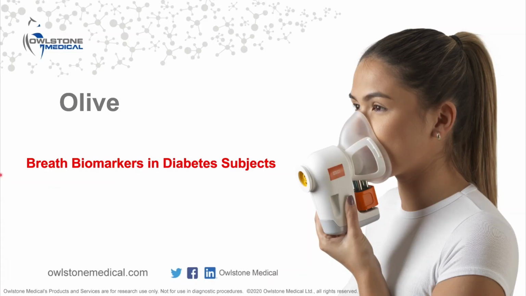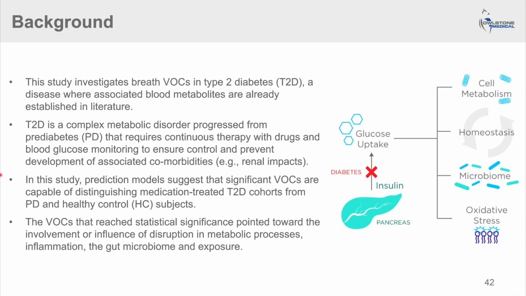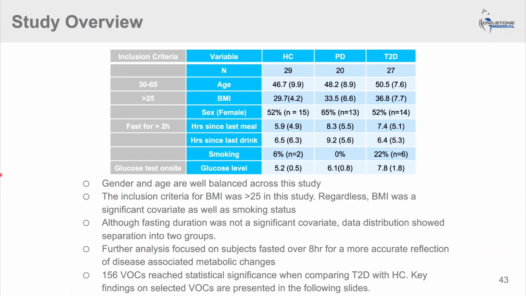So now I'm going to show some results of the OLIVE study, an internal study that we conducted at Owlstone Medical, looking at breath biomarkers in subjects with diabetes. So there were previous evidences that diabetes can change the breath profile of subjects. And in particular, some of these metabolites can be generated by cell metabolism, by alterations in the glucose homeostasis, by the microbiome, or by the increased oxidative stress.